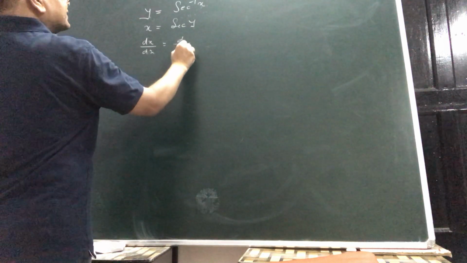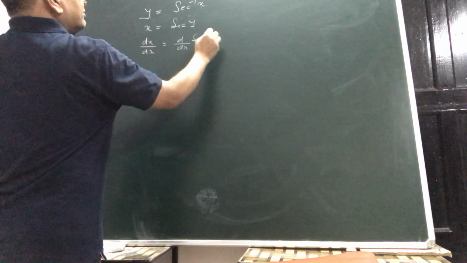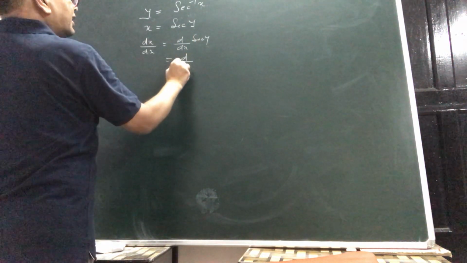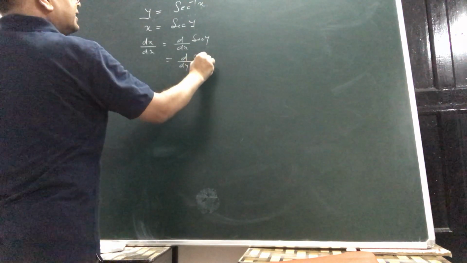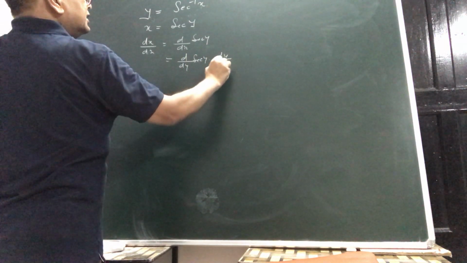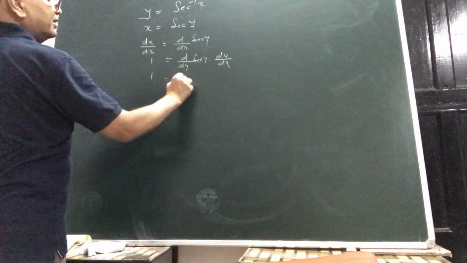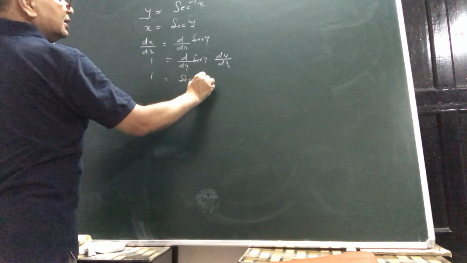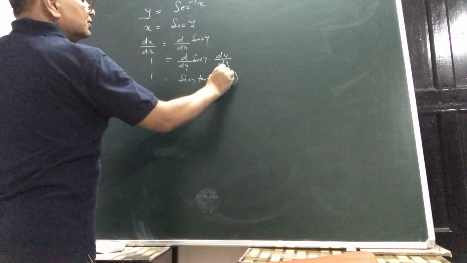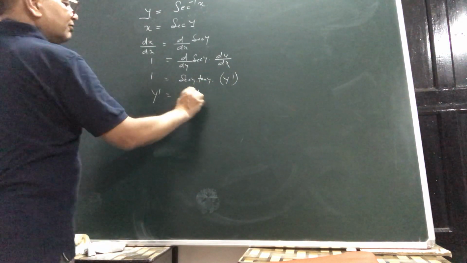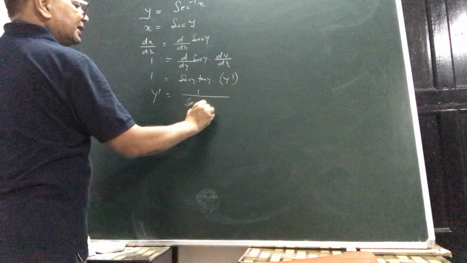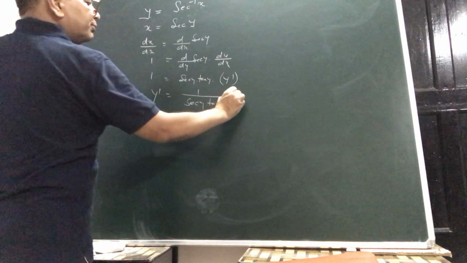So d by dx of sec y will be equal to d upon d by sec y and dy by dx. So it is 1 here. And sec y derivative is what? Sec y tan y and y dash. So the value of y dash is nothing but 1 upon sec y tan y.